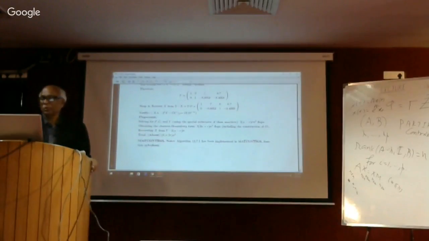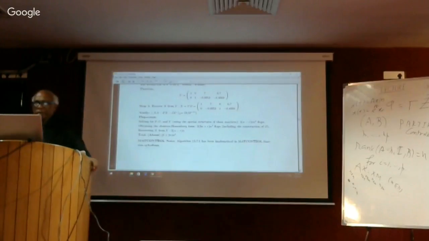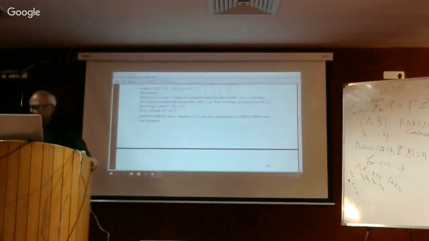And the good thing for you is that MATLAB Control has a function called SYLVOBSV, the Sylvester observer equation. You can use that. Okay, I'll stop here for now. In the afternoon, we'll be doing something else.